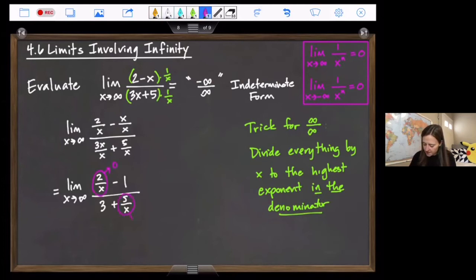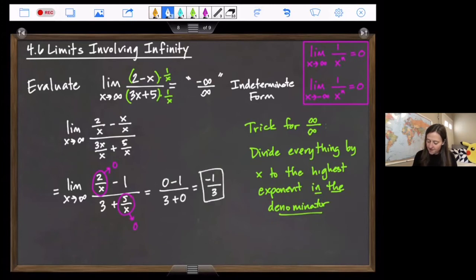This thing is headed towards 0. The other two are just constants. The limit of a constant is a constant. So this ends up being 0 minus 1 over 3 plus 0, and I get negative 1/3. And you could take this function over to Desmos, 2 minus x over 3x plus 5, and as x goes to infinity, you'll see those y-coordinates leveling off at negative 1/3.